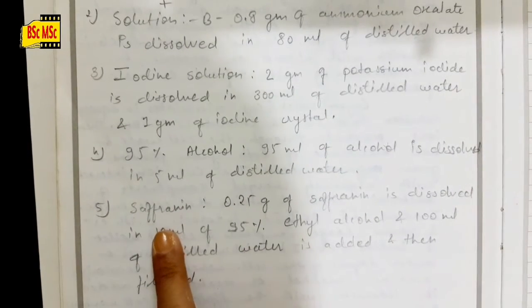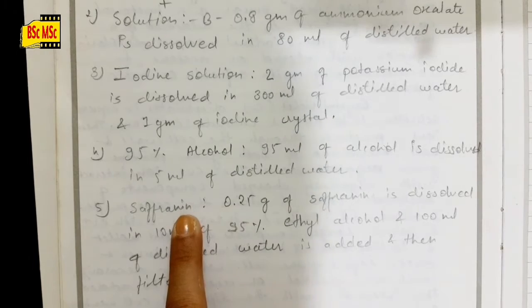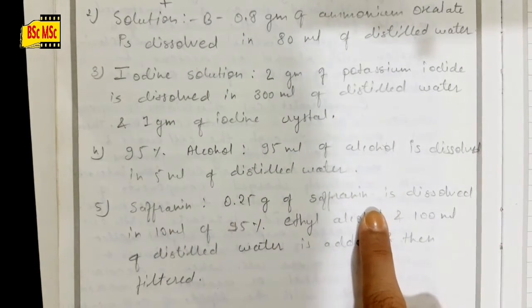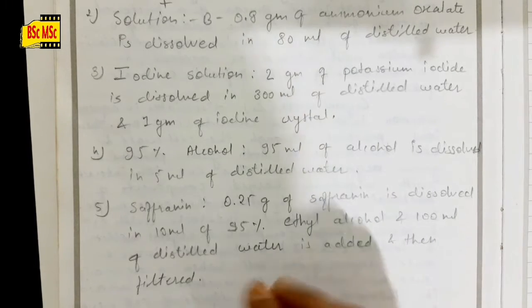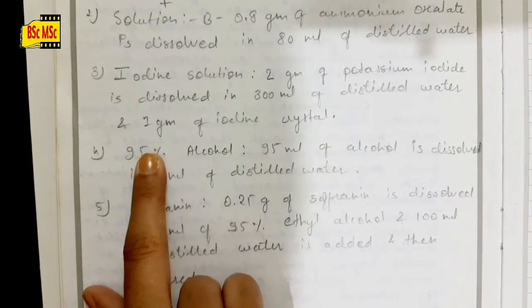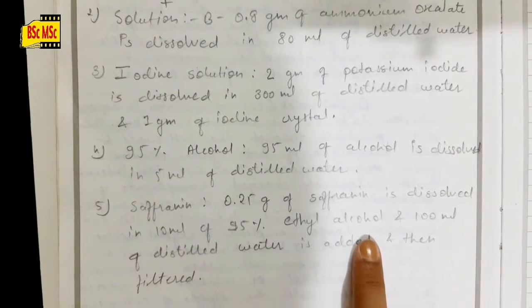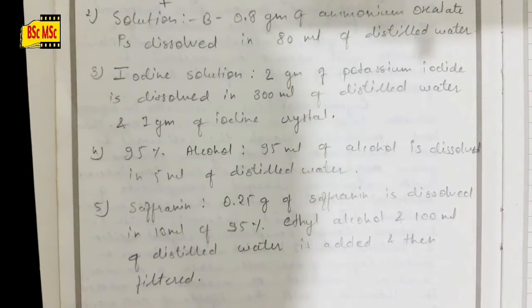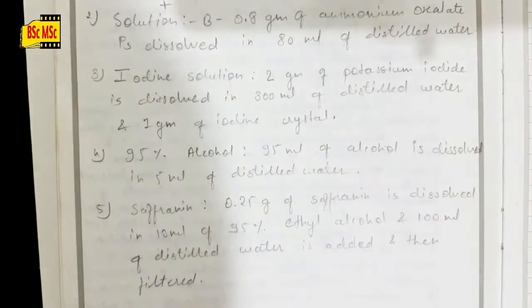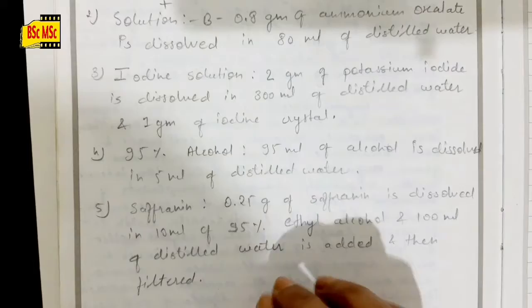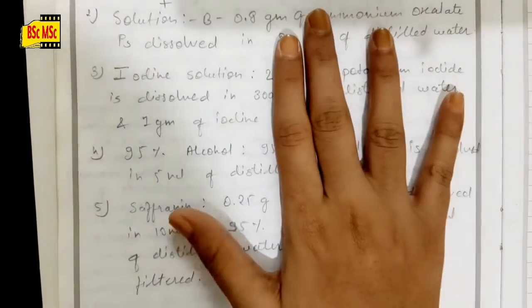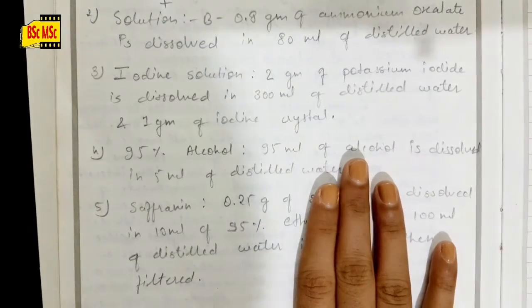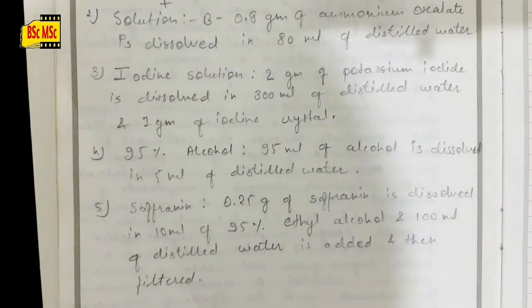Then the safranin solution. If you need to prepare this, take 0.25 gram of safranin and dissolve it in 10 ml of 95% ethyl alcohol. Then add 100 ml of distilled water to it and filter it. Then your safranin is ready. Otherwise, all these staining solutions you will get directly prepared from your lab, so you can use those also.